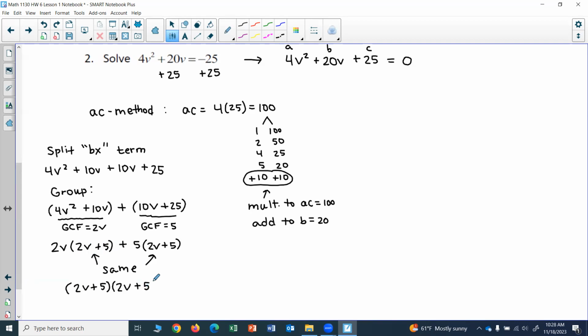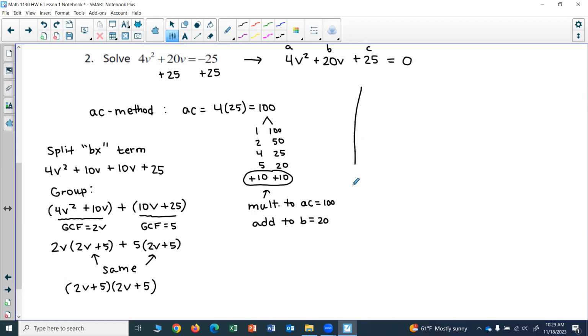Now notice this actually ended up being a perfect square trinomial. So I could have done the shortcut and said, okay, it's a perfect square trinomial, it fits the pattern, and so I could factor it quite easily by taking the square root of the first term and the square root of the last term and writing it as 2v plus 5 quantity squared. But if you don't recognize that it's a perfect square trinomial, the AC method will always work.